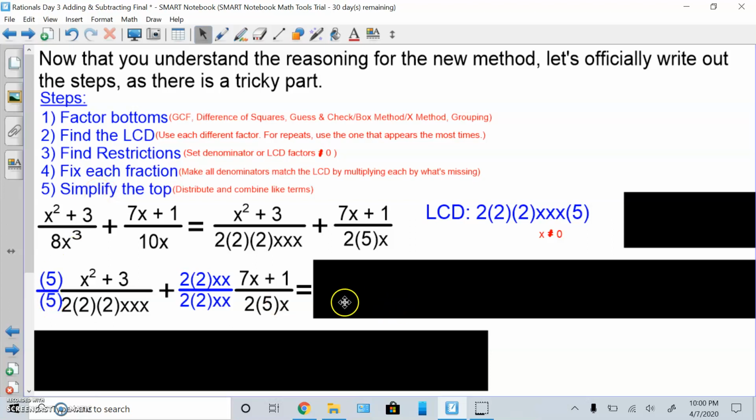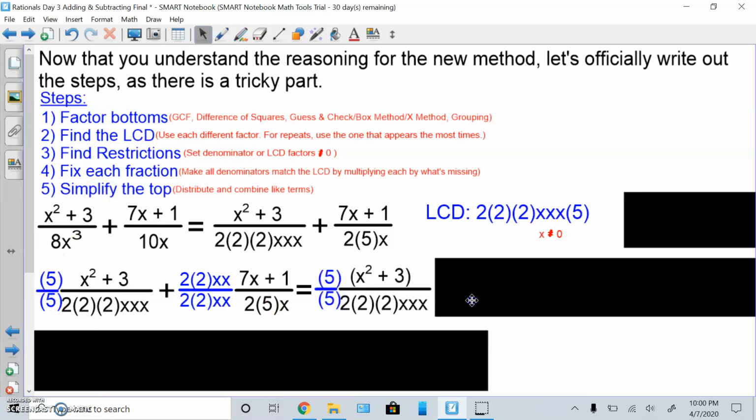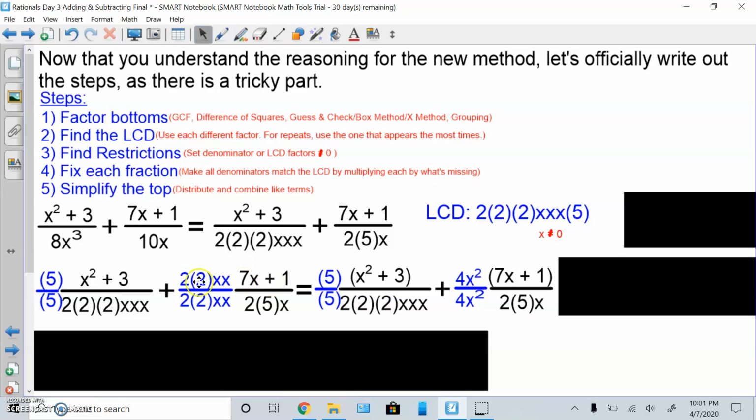All right, once you're there, you're going to simplify the top. You're going to multiply, distribute. So I put parentheses on (x squared plus 3) because this 5 has to multiply all of that. And then make sure you multiply 2 things at once. So 2 times 2 is 4. 4 times x is 4x. 4x times x is 4x squared. So that's where we're at now.